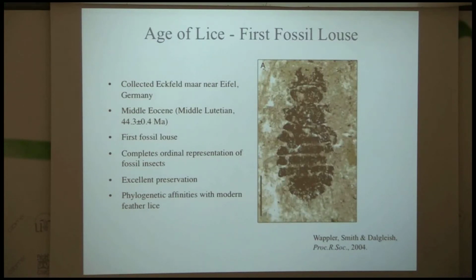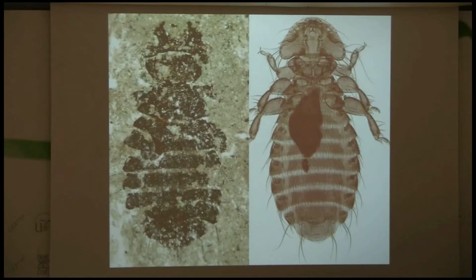Unfortunately, there's only one fossil of a louse described a few years ago, but it's a really excellent specimen from the Eckfeld Maar in Germany, a compression fossil dating to about 44 million years ago. It's the first and only so far fossil lice, but it has really strong affinities with modern feather lice in the suborder Amblycera. So this is the fossil, clearly in the family Menoponidae, and this is a modern slide-mounted specimen of the same family.